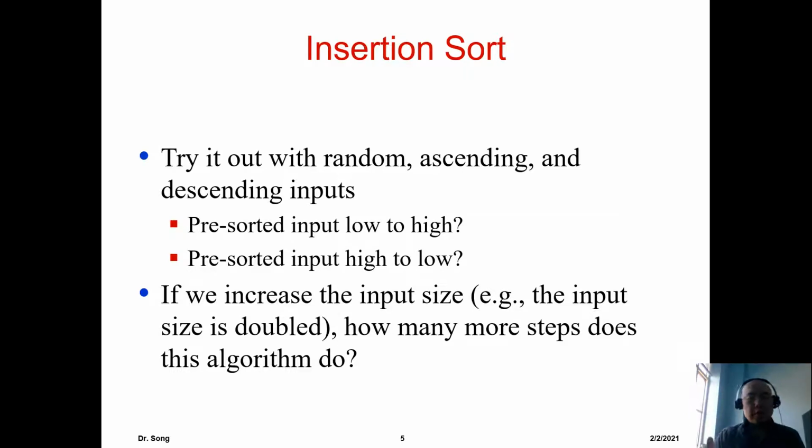So for the pre-sorted input from low to high, what is that? That's the best case. And how about the opposite? 6, 5, 3, and 1. And what is going to happen?